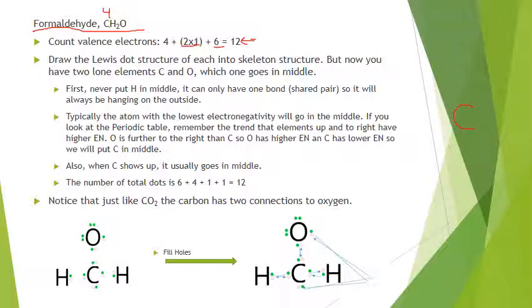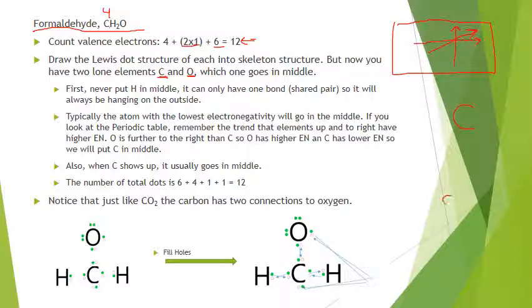In this case, you have 2 lone elements, carbon and oxygen. Which one goes in the middle? Well, if you know the electronegativity, remember on the periodic table, elements to the right or going up have higher electronegativity. So look at carbon and oxygen: the one with lower electronegativity should go in the middle. Also, usually if there's a carbon, it's in the middle as well.